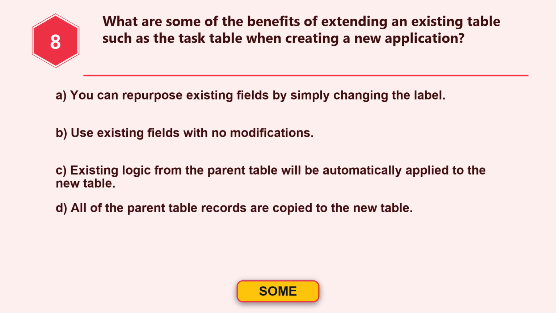Question 8. What are some of the benefits of extending an existing table such as the task table when creating a new application? Option A. You can repurpose existing fields by simply changing the label. Option B. Use existing fields with no modifications. Option C. Existing logic from the parent table will be automatically applied to the new table. Option D. All of the parent table records are copied to the new table.